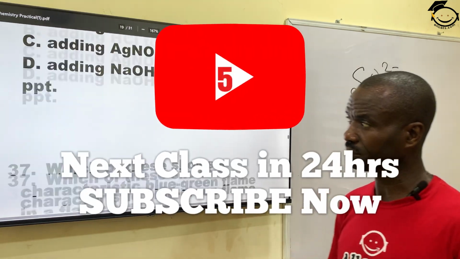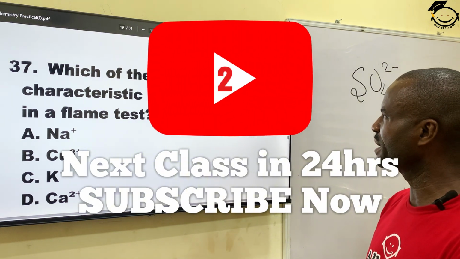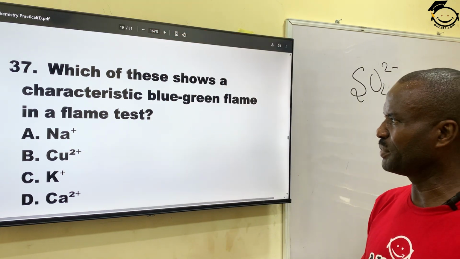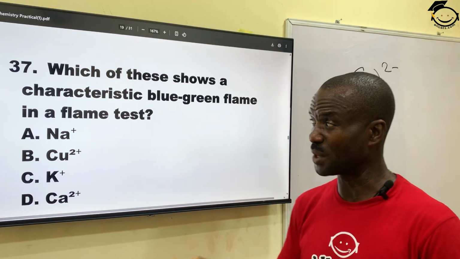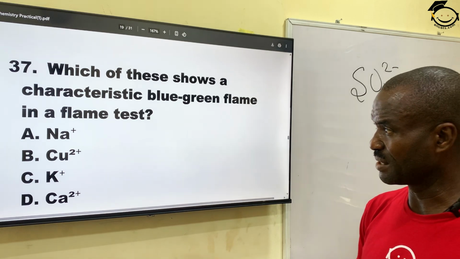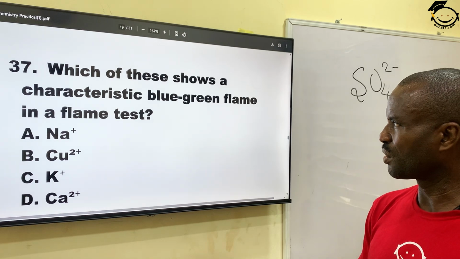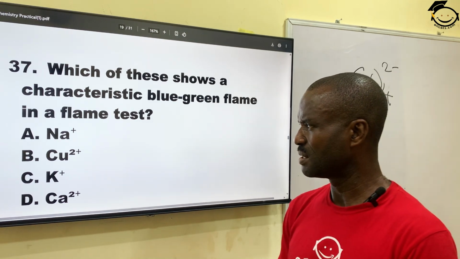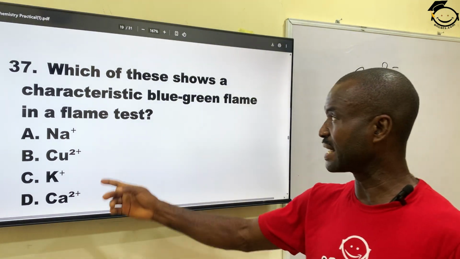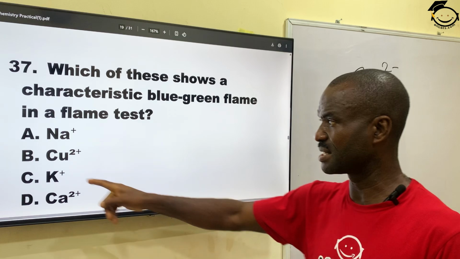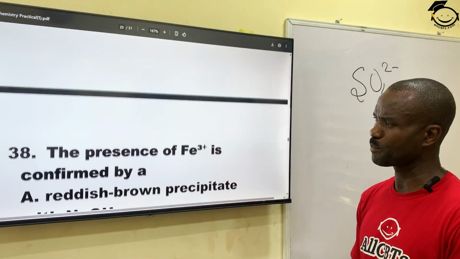37. Which of these shows a characteristic blue-green flame in a flame test? This flame test is a test used to identify cations in solution. A. Sodium ion. B. Copper(II) ion. C. Potassium ion. And D. Calcium ion. The correct answer that will give blue-green flame is copper. Correct answer is B.